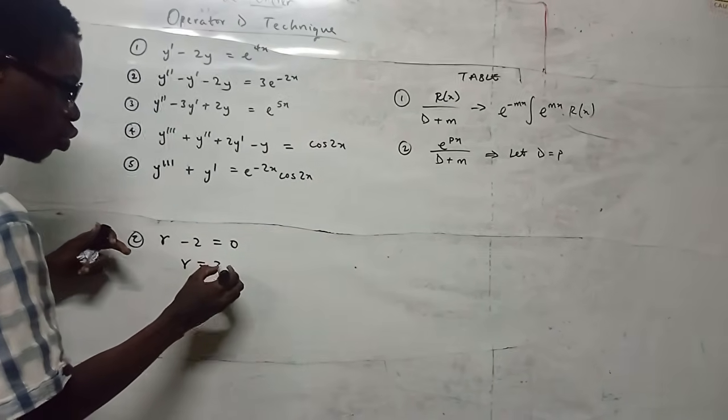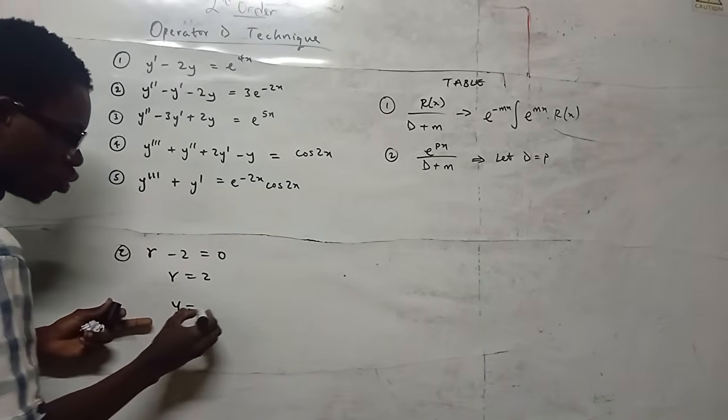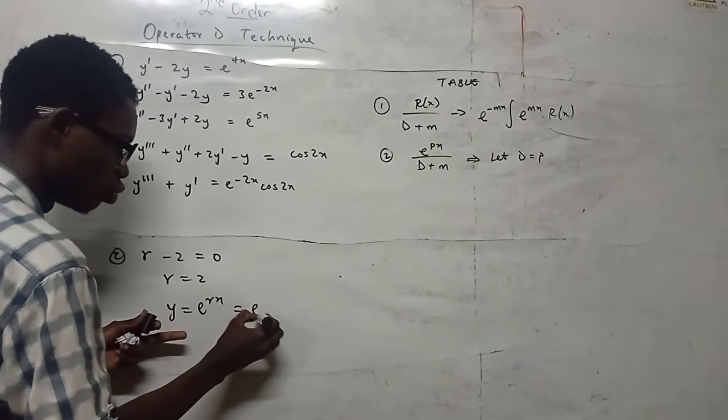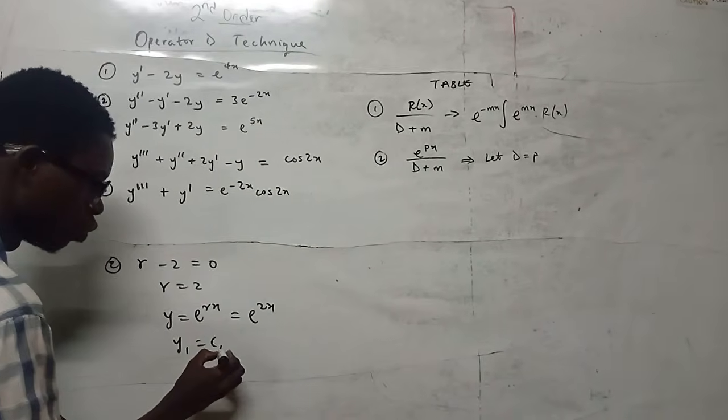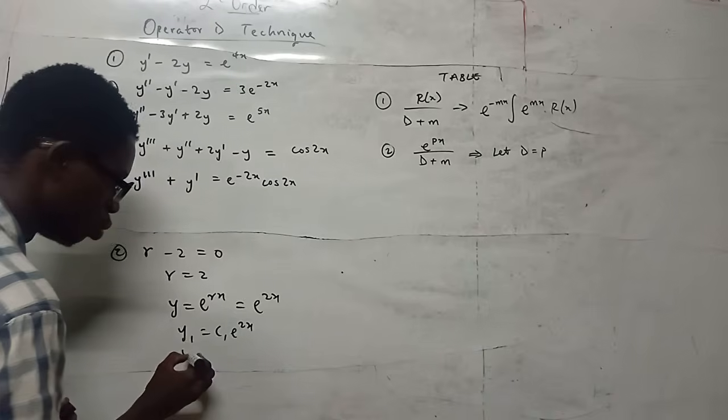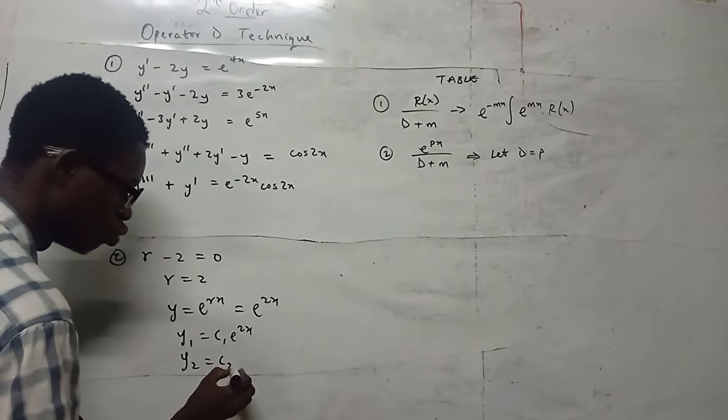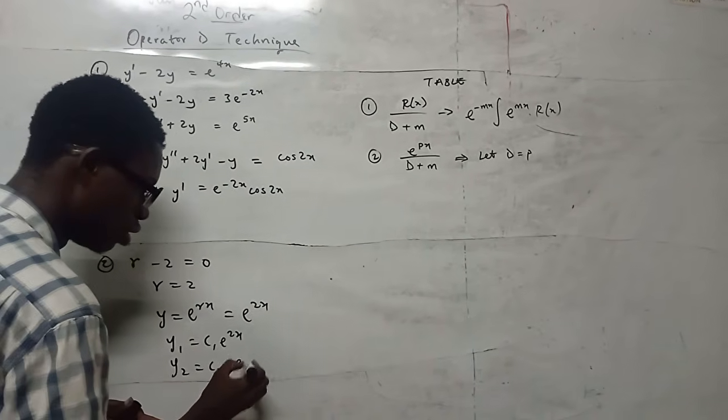R equals 2, which means our y equals e raised to power rx, which means e raised to power 2x. Since we have only one y, our y1 equals c1 e raised to power 2x. So we have our y2 equal to c2 x multiplied by x e raised to power 2x.